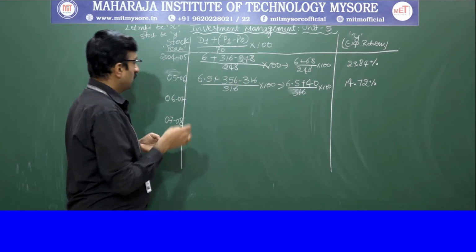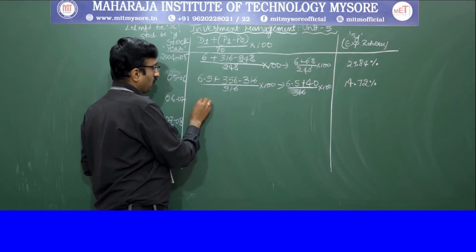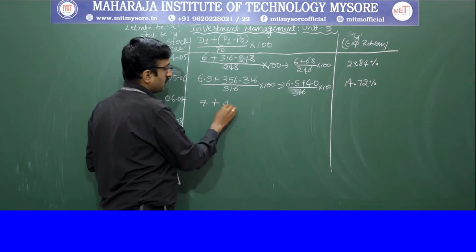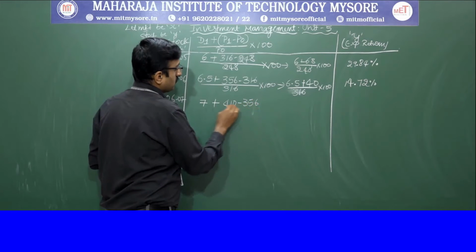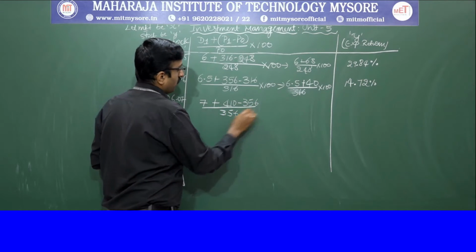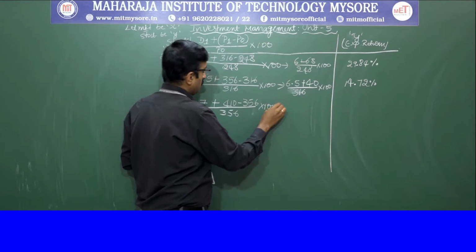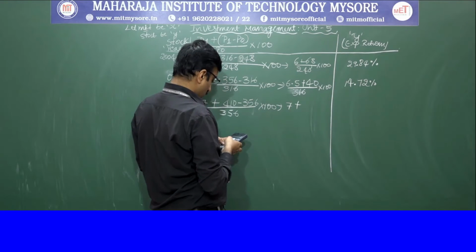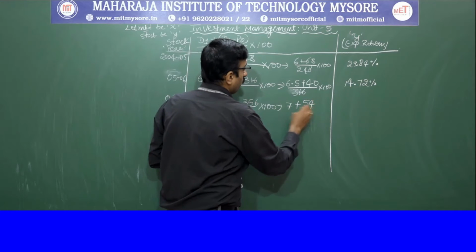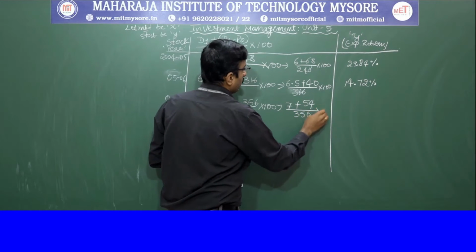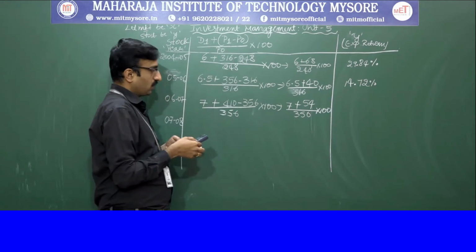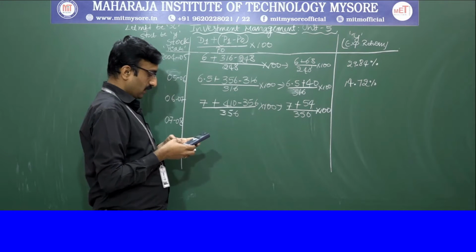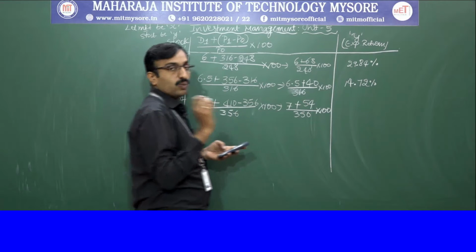Like this you have to do it. Next year, the dividend is 7 and the current year market price is 410, the previous year 356. So 7 plus 410 minus 356, which is 54, so 54 plus 7 divided by 356, whole into 100. If you do, you will get 17.13%.